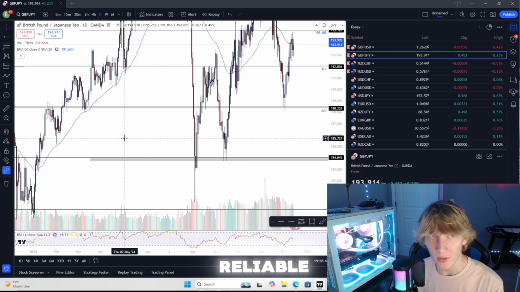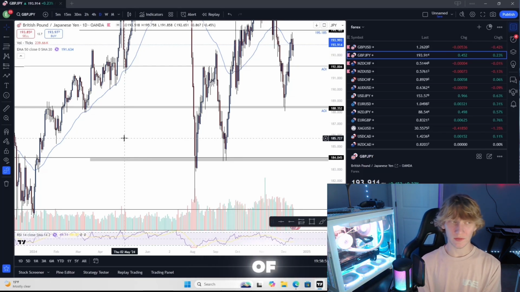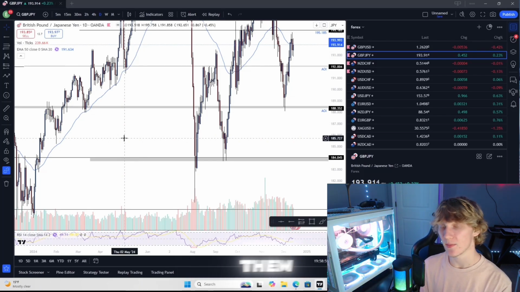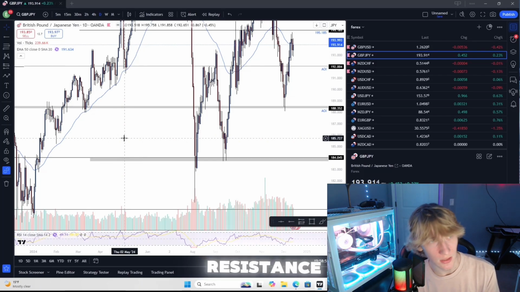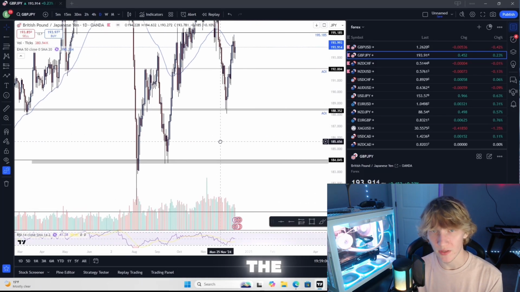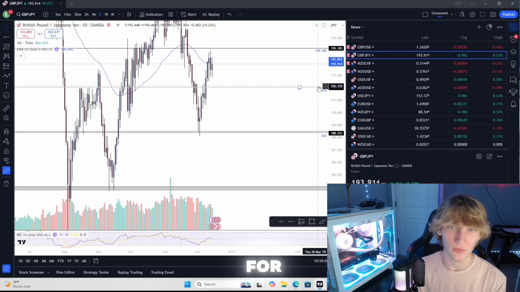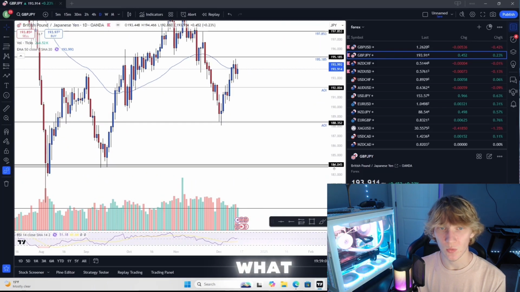It's a lot more reliable finding your area of interest based off of the higher time frames rather than going to the 30-minute or whatever and trying to find them there. I do support and resistance off of those smaller time frames most of the time, but yet again, that works for me. Other things can work for you, I don't know, but that's just what works for me.